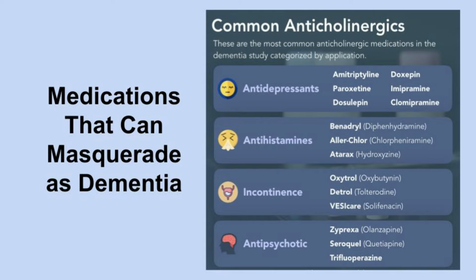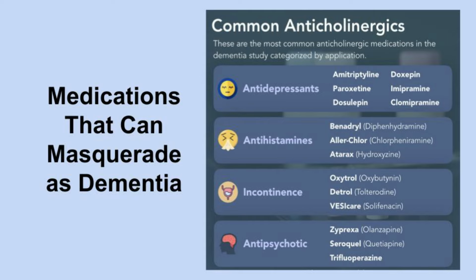A huge one that is used as an antihistamine for allergic reactions is Benadryl, diphenhydramine. This is also in your sleep medications. So anybody that takes Tylenol PM or Advil PM has diphenhydramine in it. Hydroxyzine is also utilized a lot for itching. Hydroxyzine is also used as an anti-anxiety medication. So that needs to be checked.